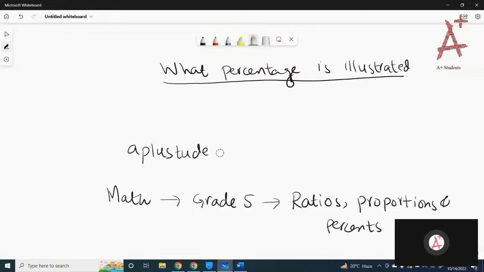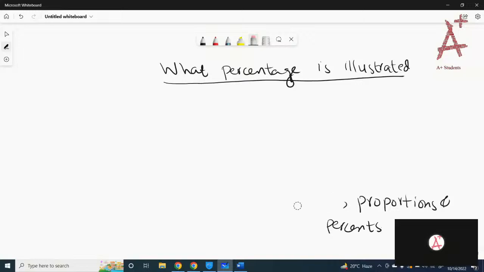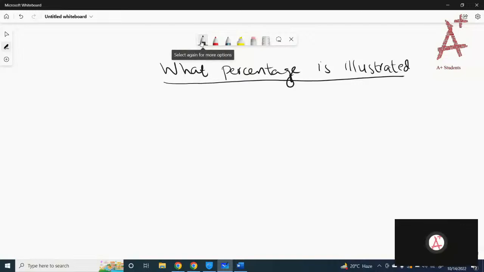So basically you are given a shape that has 100 squares, and out of the 100 some of them are colored. So you need to see out of the 100 what percent is colored. Got it? So let's start with examples.